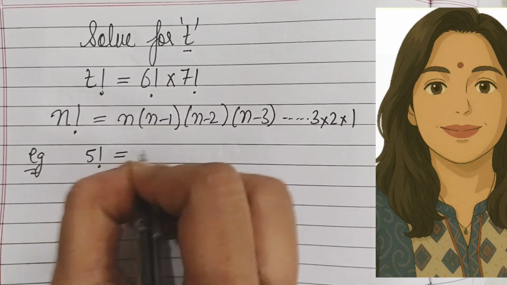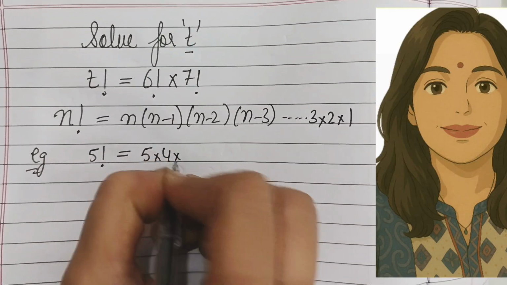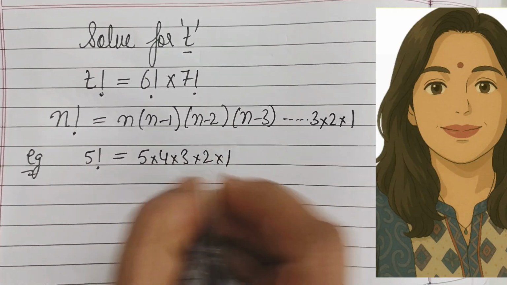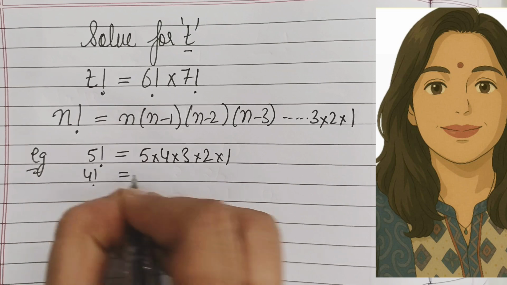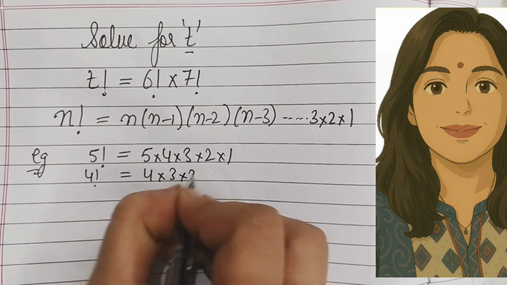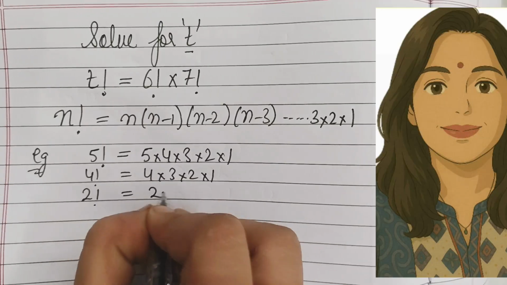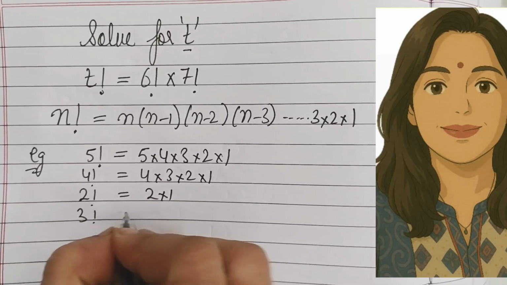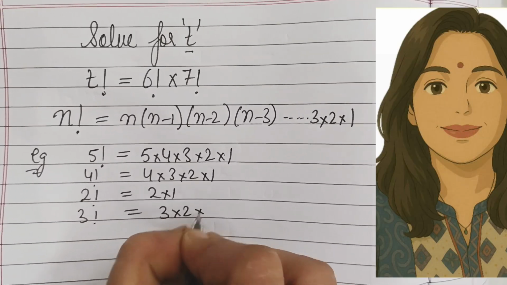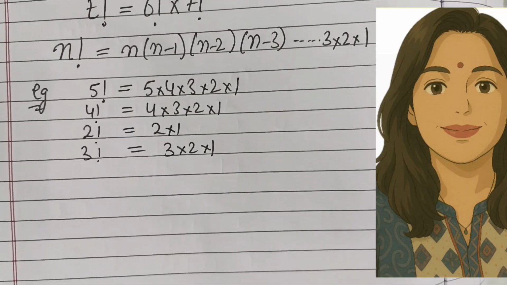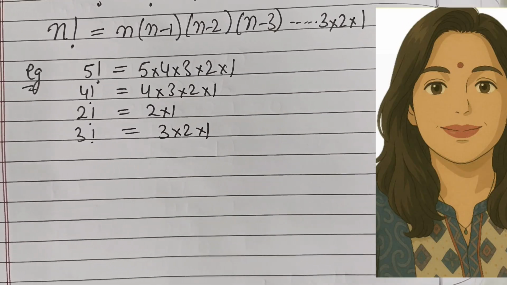5 factorial is 5 into 4 into 3 into 2 into 1. 4 factorial is 4 into 3 into 2 into 1. And 2 factorial is 2 into 1. And 3 factorial is 3 into 2 into 1. So in this way we will find out the factorials. Okay.